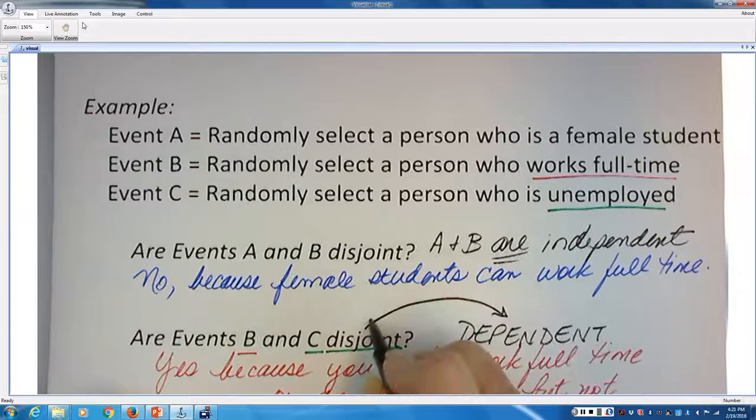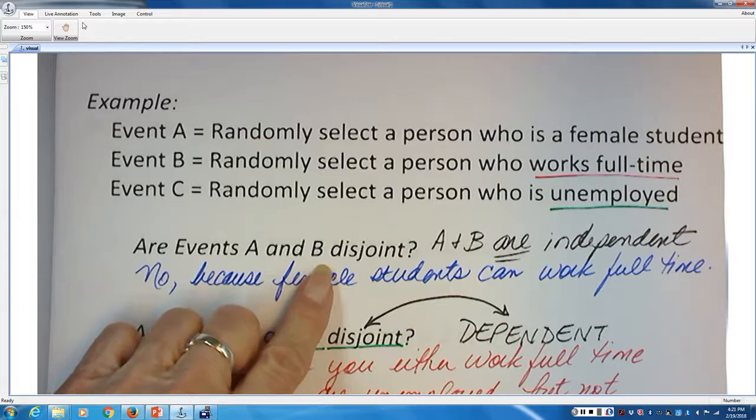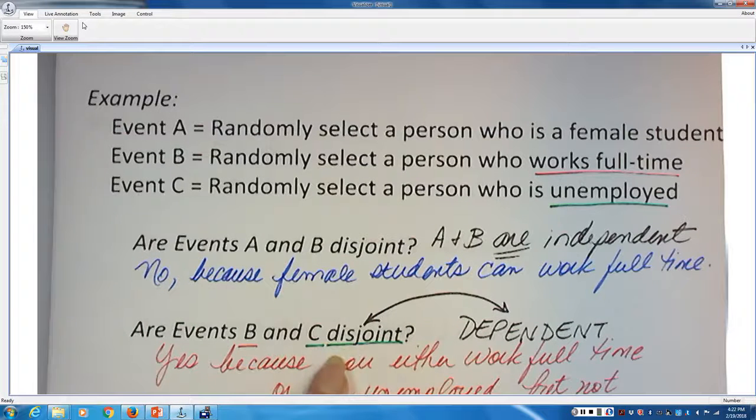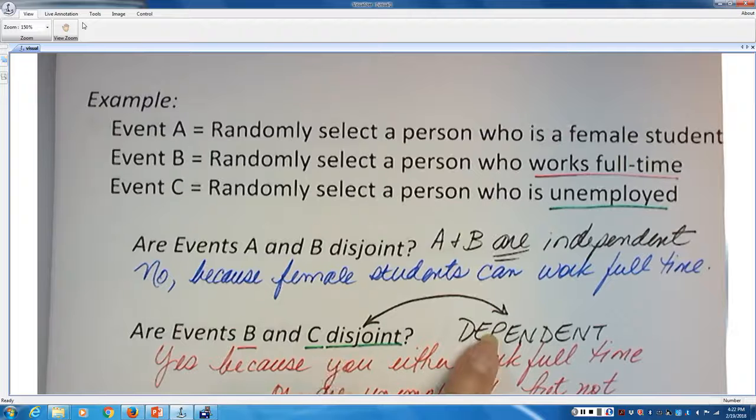Disjoint and dependent go together. If you have two events that are disjoint, they are going to be dependent upon each other. Now, the fact that they're not disjoint doesn't mean that they're independent. Don't take it to mean that it works this way. But this one works. If they are disjoint, they will be dependent.